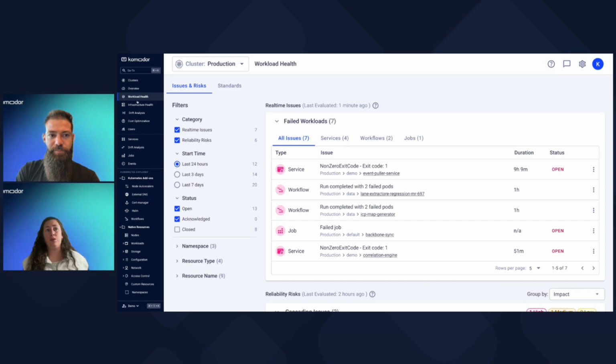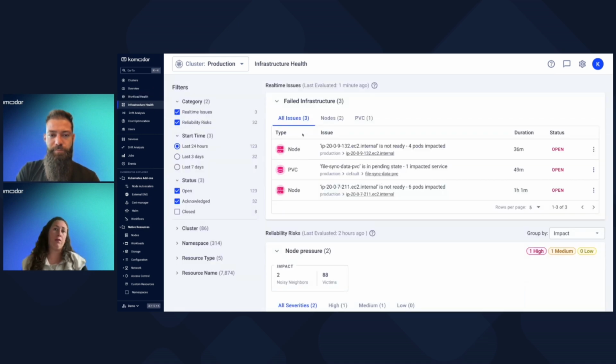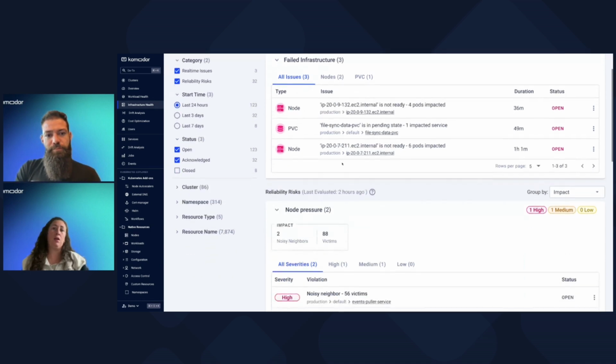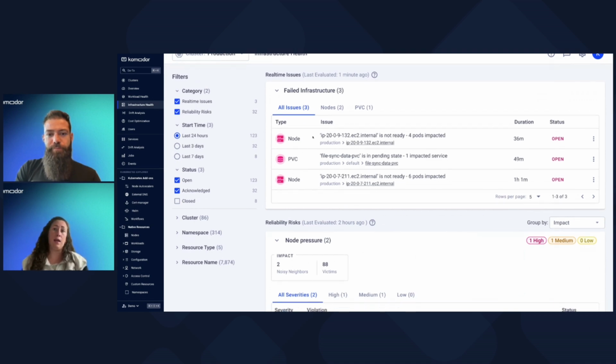So we dived into the workload health. Let's see maybe an example from the infrastructure health. So here again, the same division for real-time issues versus reliability ones. Under the failed infrastructure, you can see node issues, and they explain exactly which pods within those nodes were impacted.